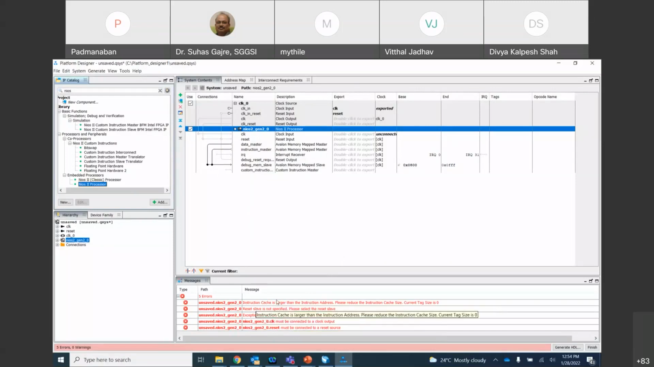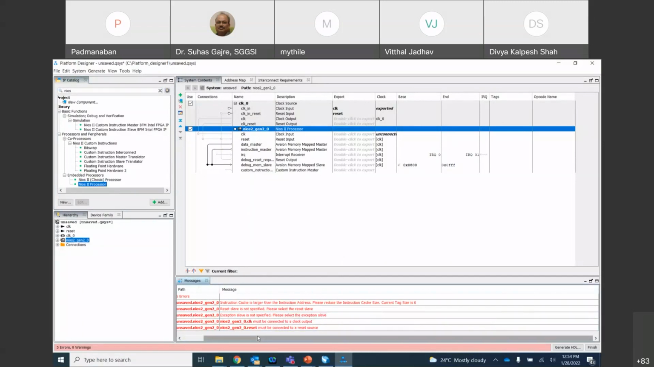You can see the instruction cache is larger than the instruction address. Please reduce, something like that it shows. There are some errors it is showing. Now, what we are supposed to do is ensure that all these errors are removed. So first, we will remove one or two errors from this. How can we remove this? We need to connect the clock first, and then we have to connect the reset.